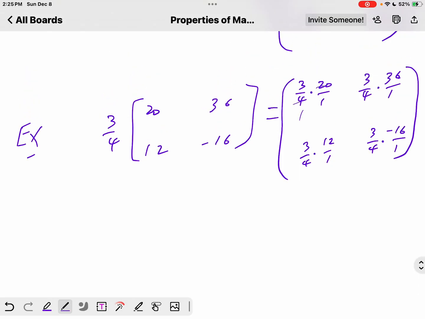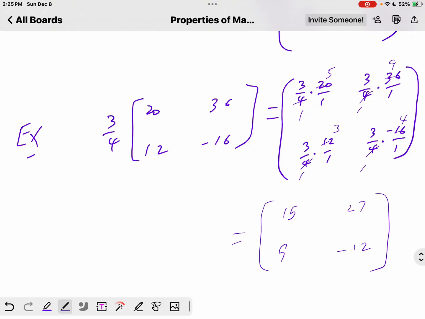So if you simplify the fractions here, look, 4 into 20 is 5, 4 into 36 is 9, 4 into 12 is 3, and 4 into -16 is -4. So now what's left is 5 times 3 is 15, and 9 times 3 is 27, and then 3 times 3 is 9, and the last one is -12. Okay.